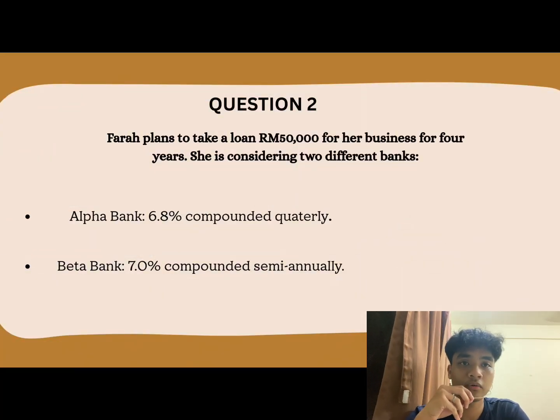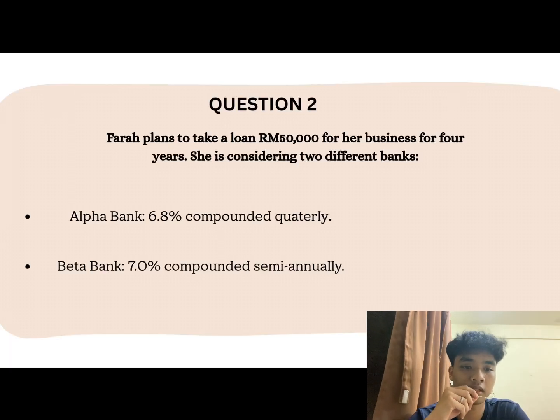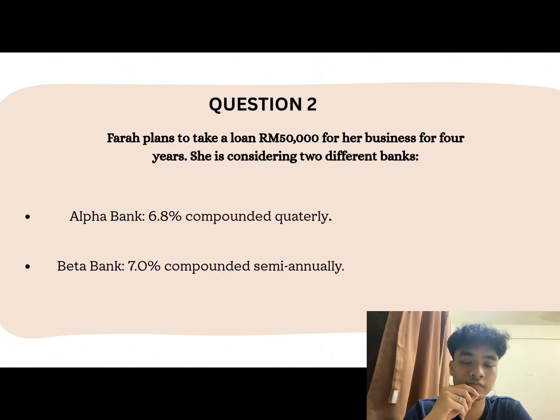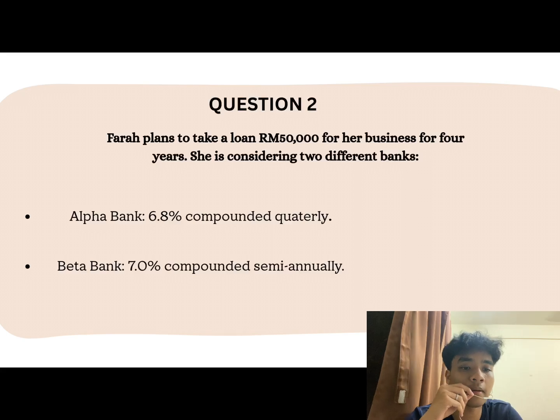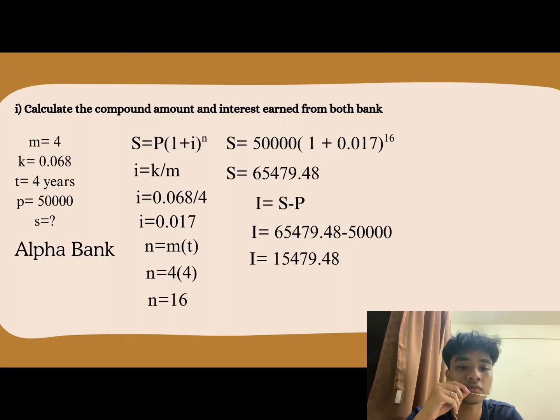Question Part A, Question 2. Farah plans to take a loan of 50,000 ringgit for her business for 4 years. She is considering two different banks, Alpha Bank at 6.8% compounded quarterly and Beta Bank at 7% compounded semi-annually. For this question, calculate the compound amount and interest earned from both banks.